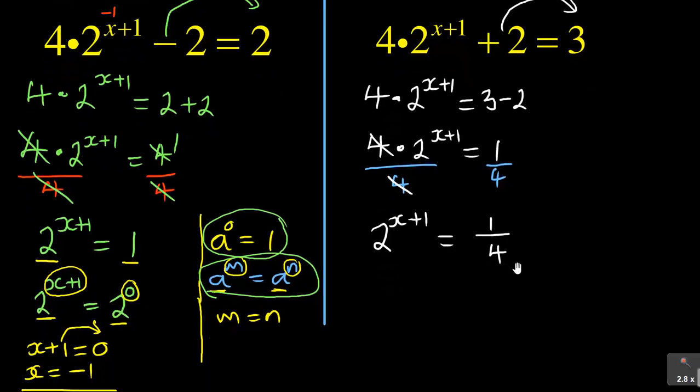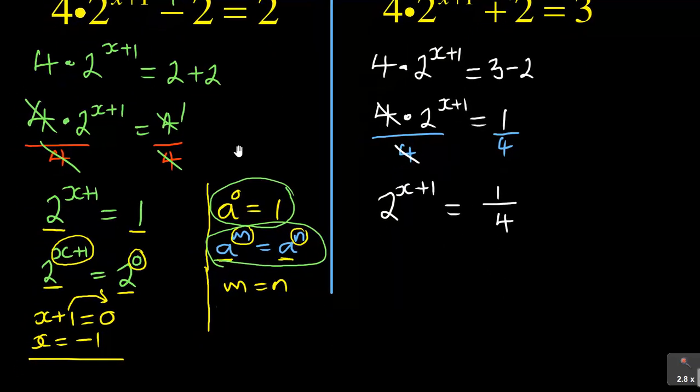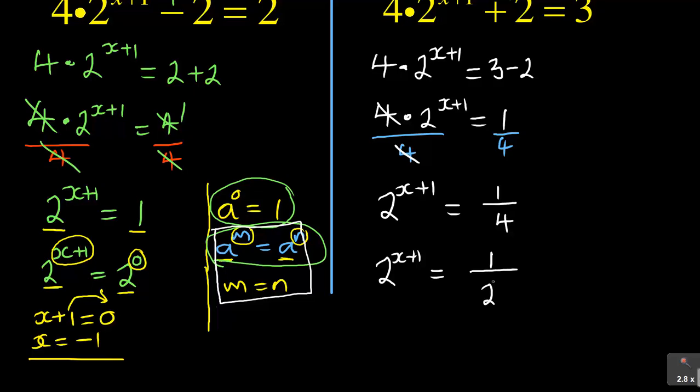So what do we do? We are using the same rules that we did on the other side, to say now we are looking at this particular rule to match the bases. So now the base is 2, you have to write 4 in terms of 2, such that you have 2 to the power x plus 1 is equal to 1 over, now remember 4 is 2 squared. That's the most important thing. 4 is 2 to the power of 2. Why did I choose 2? Because the base is 2.